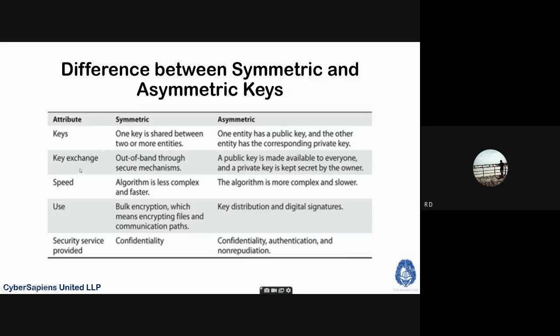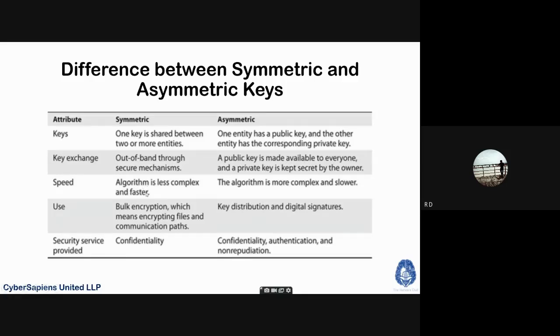Key exchange happens out of band through secure mechanisms. In symmetric key, there is a separate key exchange mechanism. But in the case of asymmetric, the public key is available to everyone. There are two keys used, and the public key is made available to everyone. So with respect to the exchange of keys, the security is more in symmetric, while in asymmetric the security is less.